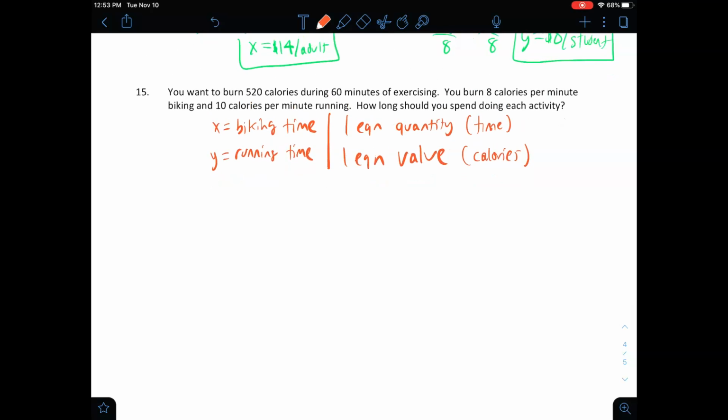So let's go ahead and figure this out. If x is biking time and y is running time, and we exercise for a total of 60 minutes, what's the first equation going to be? Well, x is biking time, and I'm doing a total of 60, so I'm going to add y: x plus y equals 60. That's our quantity or time equation, and that's the easier one to figure out. The second one's not too bad either, but it's going to be your calories. We burn 8 calories per minute biking and 10 calories per minute running. So I'm going to write 8 calories times the number of minutes I bike, plus 10 calories times the number of minutes that I run, is going to equal the 520 calories total.